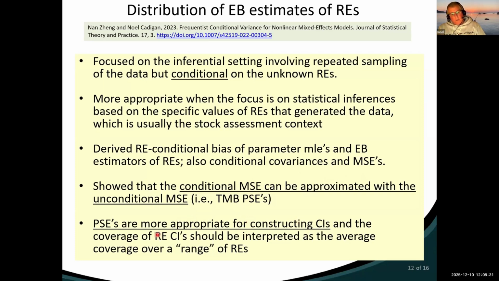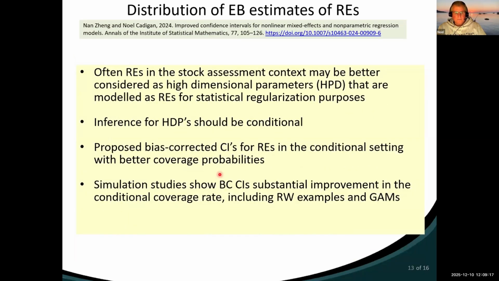And I think another important point is that the coverage properties of the confidence intervals should be interpreted as the average coverage over a range of random effects. What does that mean? The coverage could be interpreted as the average probability of containing a true value, averaged over, say, all years. But for any particular year, the coverage properties of the standard confidence intervals we might create using TMB or whatever might not be that accurate.